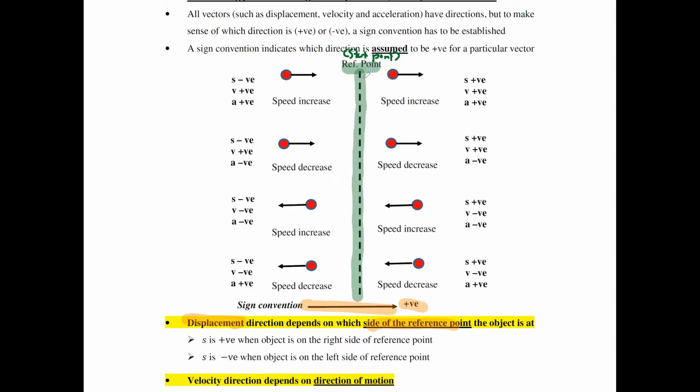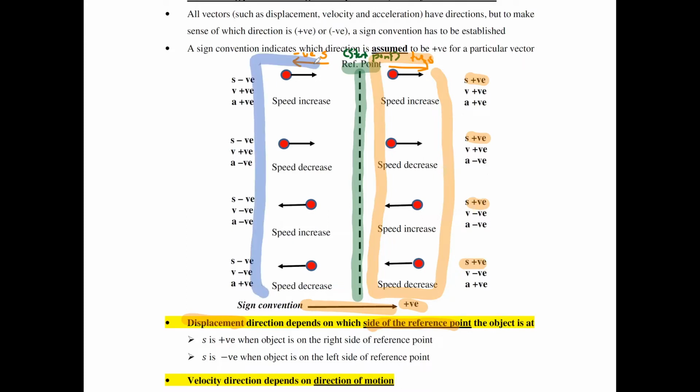If this part here is my reference point, let's assume that over here is considered positive displacement, then over here is considered negative displacement. Whatever objects I have on the right side of my reference point will all have positive displacement. On the other hand, if the objects are on the left side of my reference point, they will all have negative displacement.